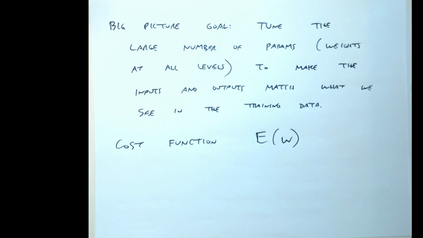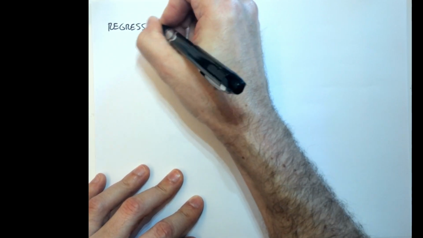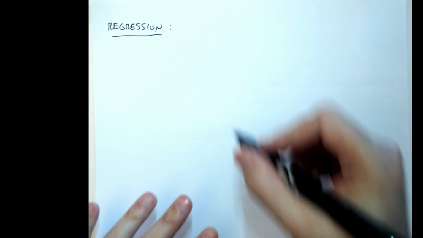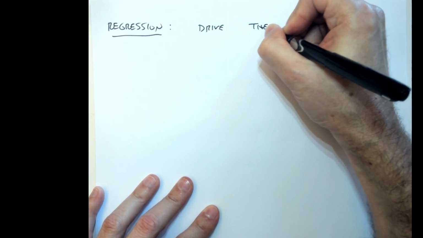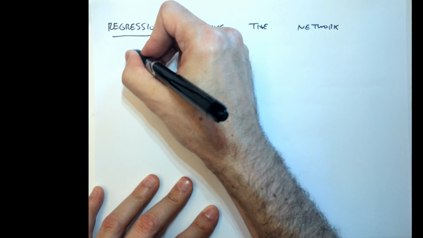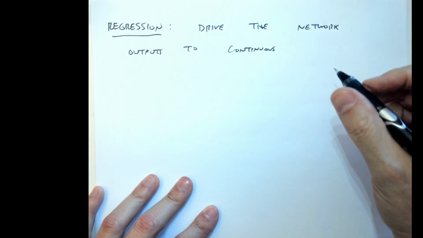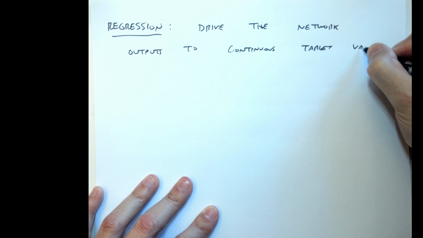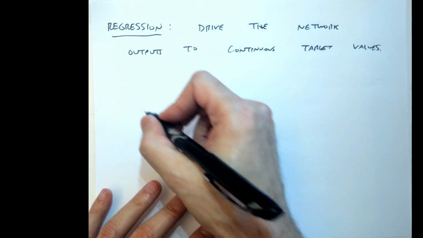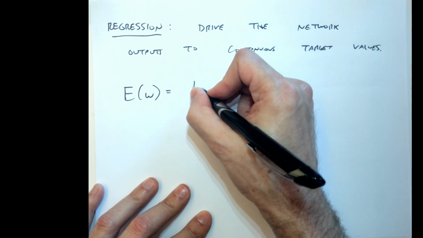And so what I want to talk about for the rest of this lecture is what is a good choice for this E of W, right? So we've talked about both classification problems and regression problems. So let's talk about what would make sense for your cost function. And this is, again, nothing that's really new, right? So if we were trying to solve a regression problem, this means that we're trying to predict a continuous number, right? So we're trying to drive the network output to continuous target outputs. So the natural choice is what we already know, right? Our cost function for the weights should look something like this.